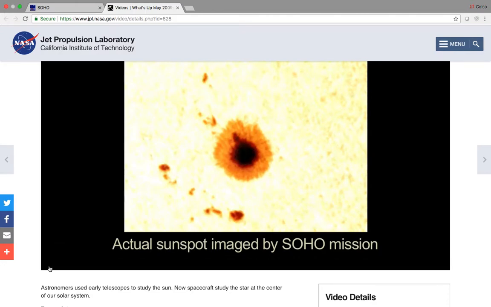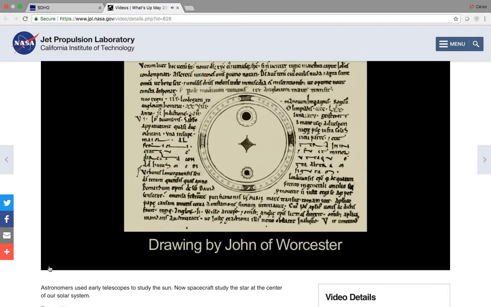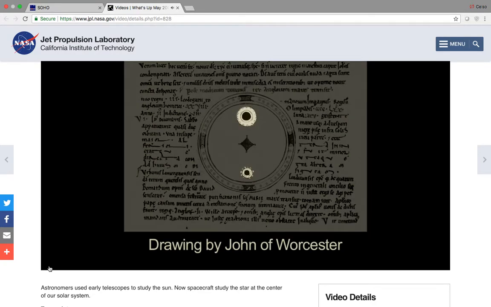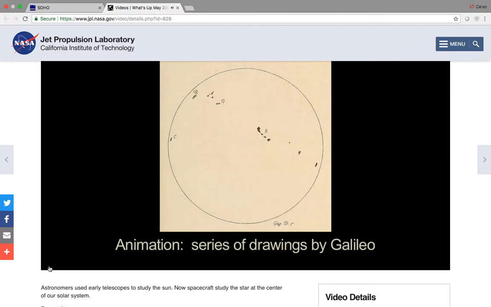John of Worcester, who was an English monk, made the earliest existing drawings of sunspots in 1128. Galileo's solar observations of 1612 were made at the same time of the day every day, and so the motion of the spots across the sun can easily be seen.